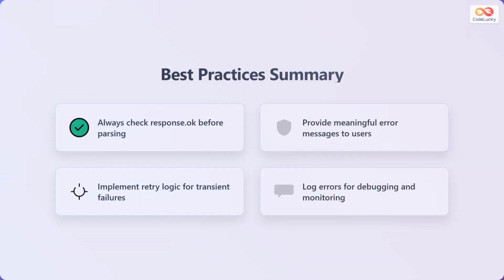Let's summarize the best practices for error handling in API calls. Always check the response.OK property before parsing the response. Provide meaningful error messages to users. Implement retry logic for transient failures. Log errors for debugging and monitoring purposes.